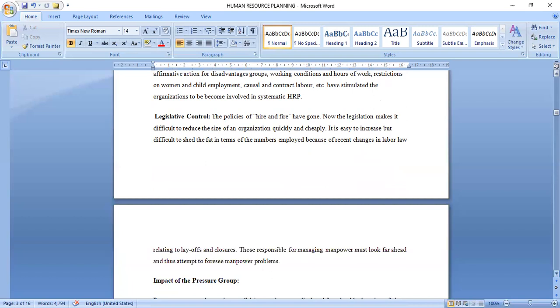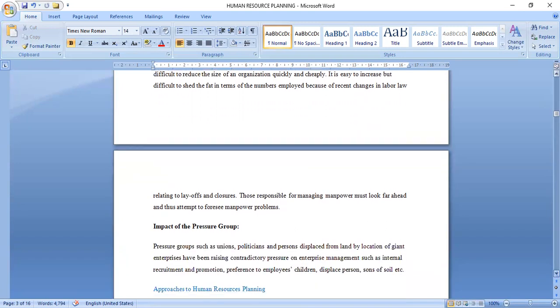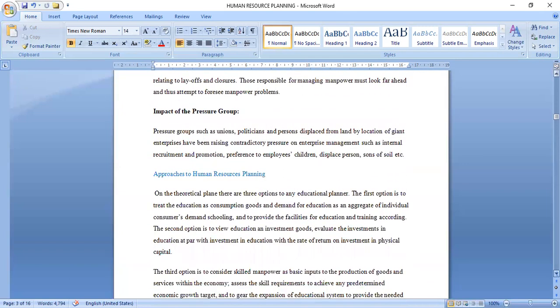Then legislative controls. With the legislative controls, for example, there are some countries where their laws do not believe in hiring and firing. Yeah. So for them, maybe they believe in lifetime employment, right? So the labor laws governing the country will also give a direction for these organizations when they are planning for their human resources.